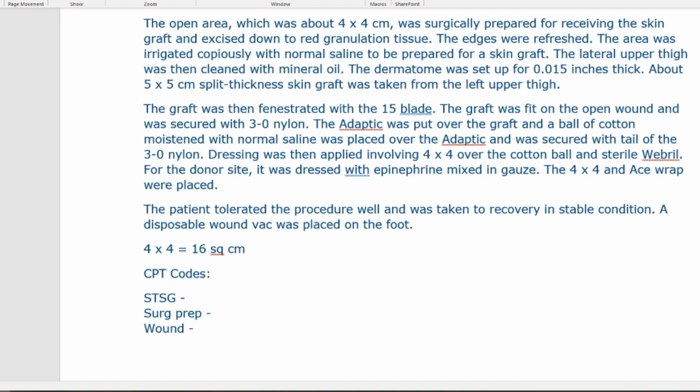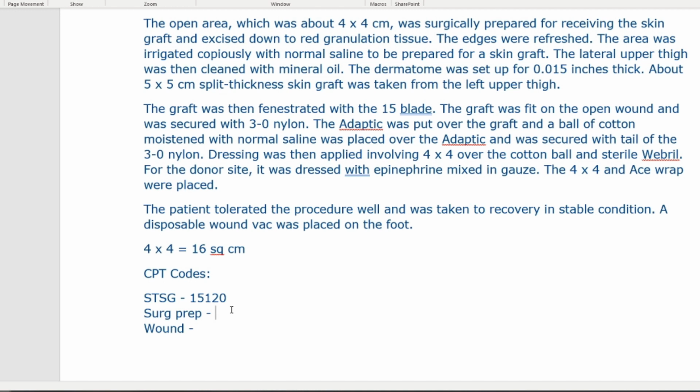So if we look up our split thickness skin graft, remember we're doing 16 square centimeters here. So even though this is saying it was a 5 by 5, which I don't like about, I don't like when they approximate, just tell me what the size is. So 4 by 4 is 16. So when we look up in our CPT book what that code would be, the split thickness skin graft of our foot for that recipient area of the foot would be CPT code 15120.